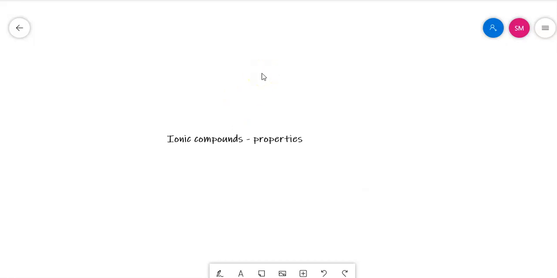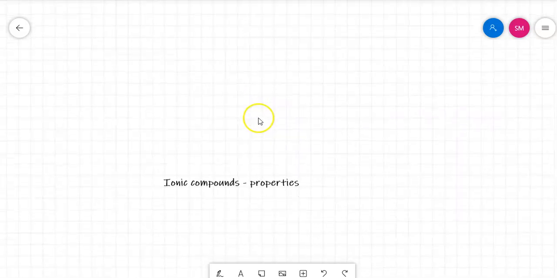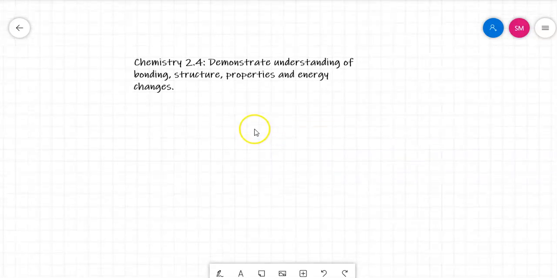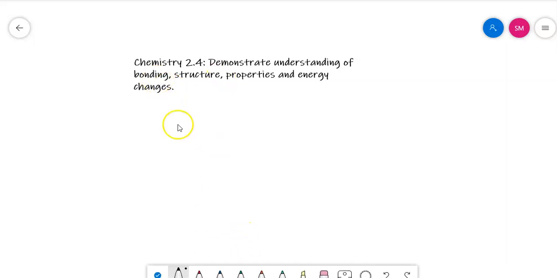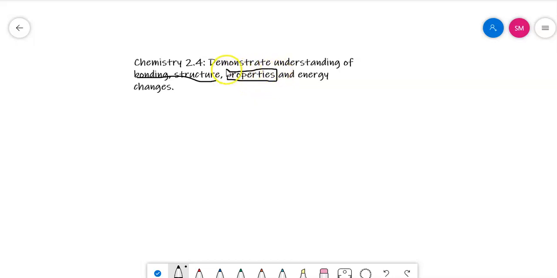Just a reminder that we're currently going over Chemistry 2.4, which is demonstrate understanding of bonding, structure, properties, and energy changes. In the previous video, we looked at bonding and structure of ionic compounds. And so what I said in the previous video is that in the next video, we'll go over the properties of ionic compounds. There are three or four different substances that we need to be able to look at the bonding, structure, and properties of, and ionic compounds is one of them. So we'll get straight into it.